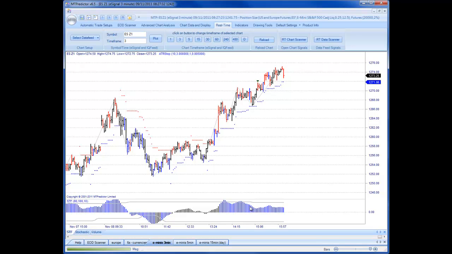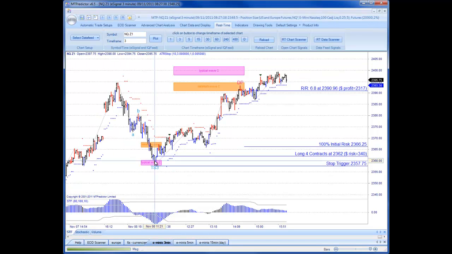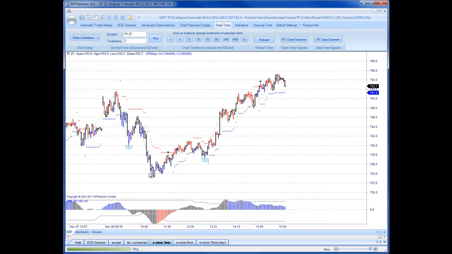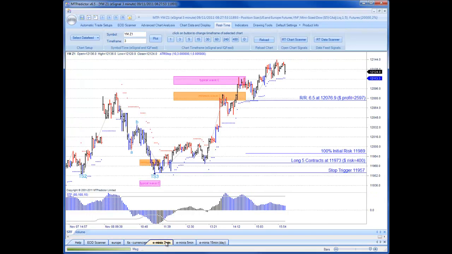So overall, a very good day for MTPredictor on the US E-minis, where in particular we had a very good buy setup off the very low of the day on the NQ for a lovely plus 6.8R profit. The Russell Index was a bit choppy to start with, but then had this lovely buy setup here. The YM, just like the NQ, had a lovely buy setup which nailed the very low of the day and also had a very nice profitable trade, in this case plus 6.5R.